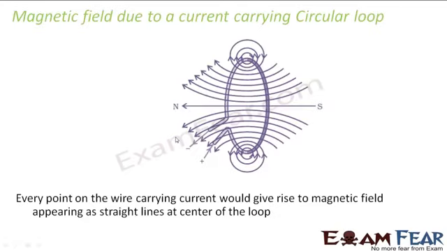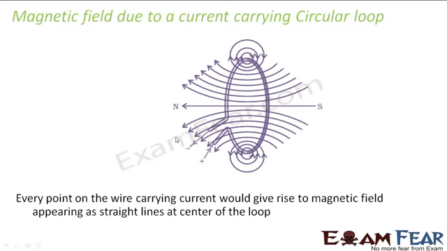Let us now look at the magnetic field due to a current carrying circular loop. So let us look at the pattern of magnetic field in case of the circular loop. Now, what is a current carrying circular loop? You can just imagine that the straight conductor which we talked about in the previous slide, if you bend that straight conductor in the form of a circular loop, then what do you get? You get a current carrying circular loop, right?